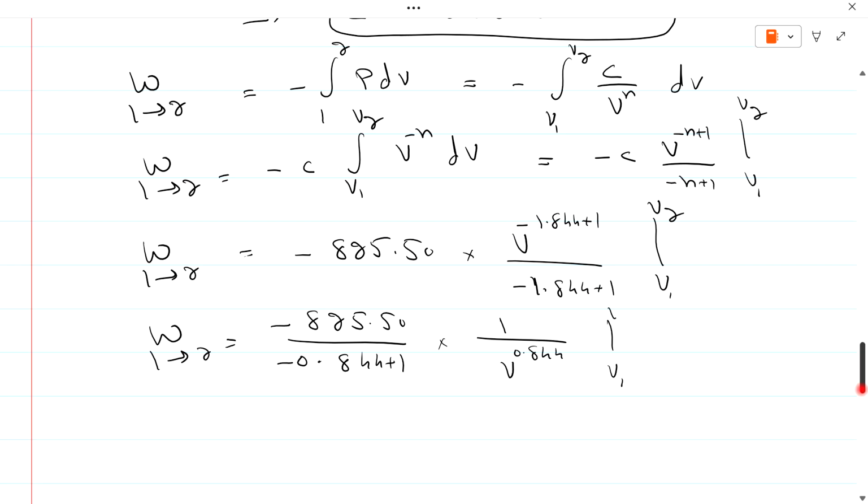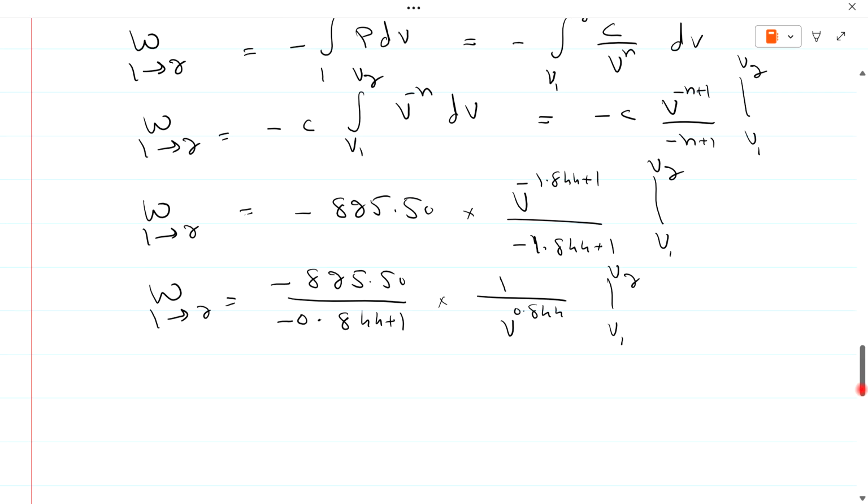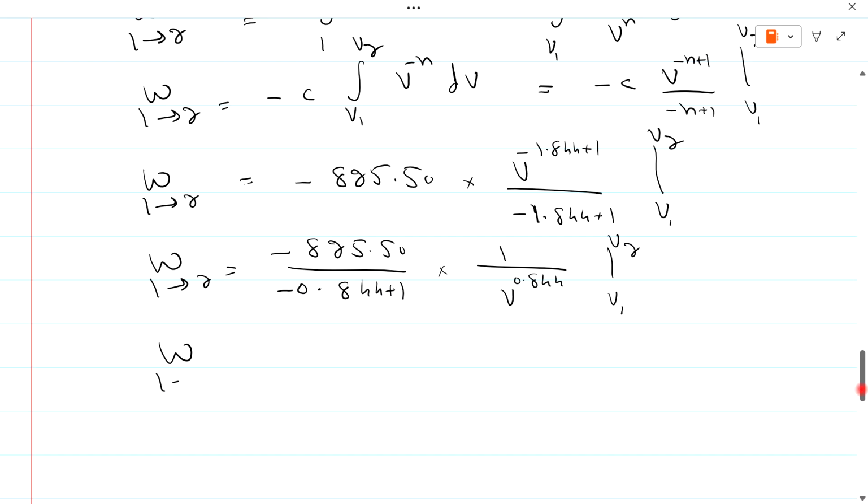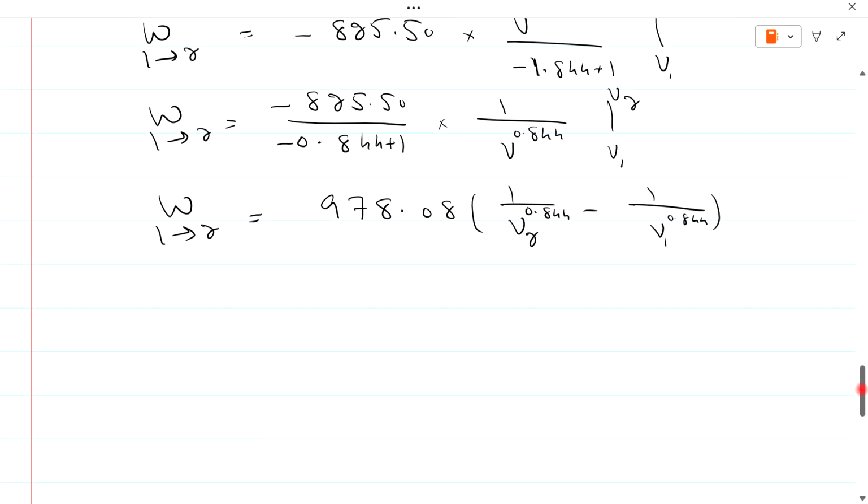Lower limit is V1 and upper limit is V2. So W from 1 to 2, minus will be cancelled with minus, and this is equal to 978.08, and apply limits, 1 over V2 power 0.844 minus 1 over V1 power 0.844.